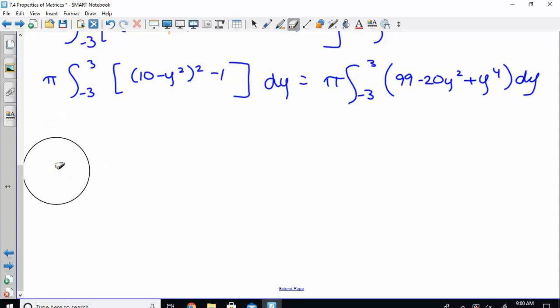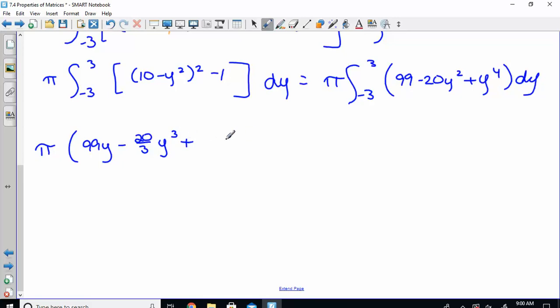So the 99 would turn into 99y. 20y squared would turn into 20/3 y cubed. y to the 4th would turn into 1/5 y to the 5th. From -3 to 3. Okay. This one might be a little bit ugly to plug in, but we can try it.